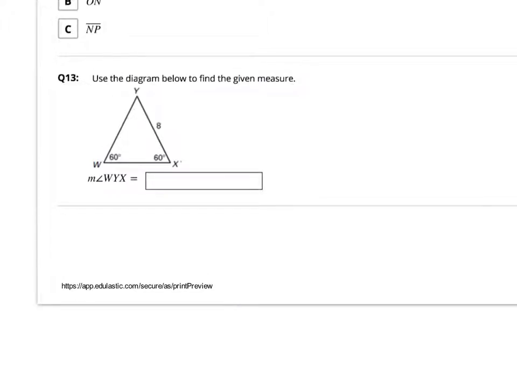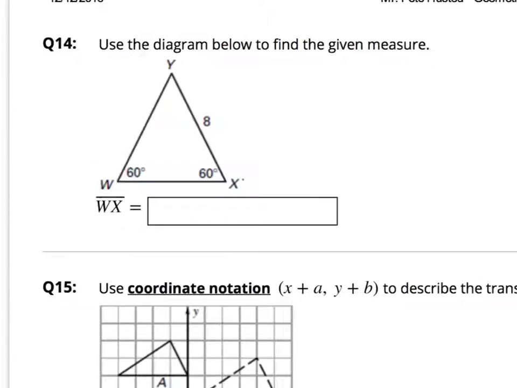Question number 13, we want to figure out what's the measurement of WYX? WYX, that's this angle right here. Notice that they already give you 2 angles, 60. So remember, everything comes off of 180 degrees, and subtract from there to figure out what's left for angle Y up here.